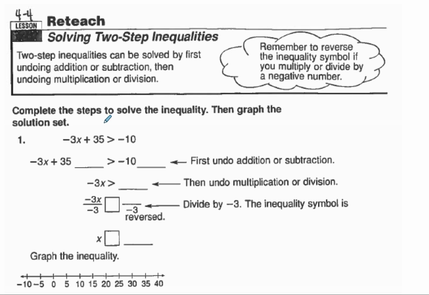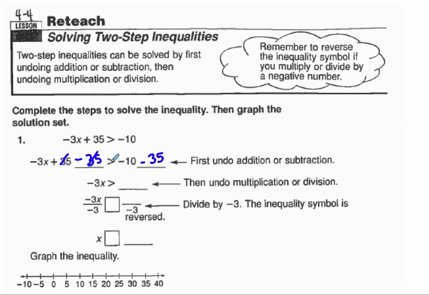So negative 3x plus 35 is greater than negative 10. I'm looking at the side of the inequality that has the variable, and I'm getting rid of the things on that same side by doing the inverse operation. So this is a plus 35. We cancel it out by subtracting 35 from both sides. So here 35 minus 35 equals 0, and we're left with that negative 3x.